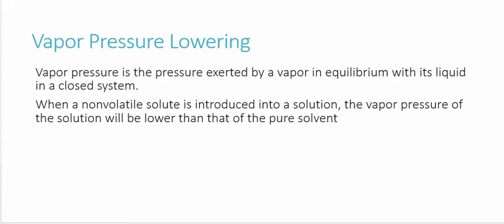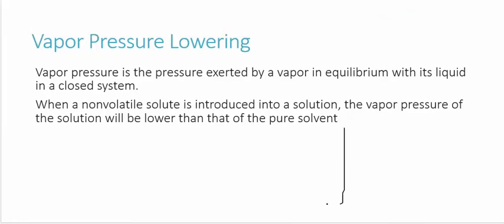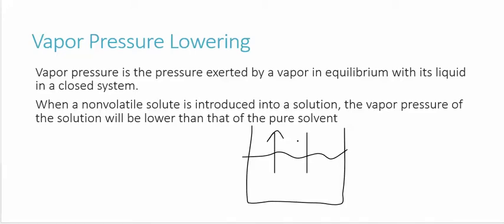Vapor pressure lowering first. Vapor pressure is the pressure exerted by a vapor in equilibrium with its liquid. I like to think of vapor pressure as this. As a liquid evaporates, the vapor has a pressure, and I like to think of vapor pressure as the pressure that pushes upward from a liquid as the liquid evaporates. When you add a non-volatile solute, that is a solute that does not evaporate, into solution, the vapor pressure of the solution is lower than that of the pure solvent.